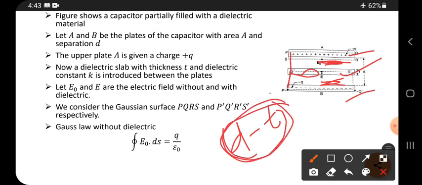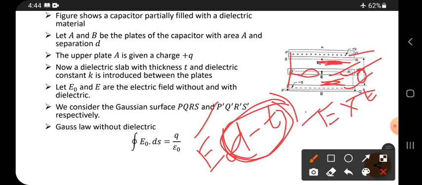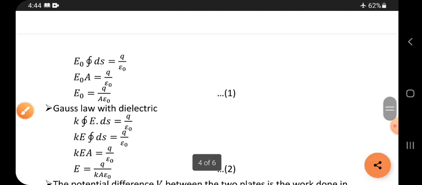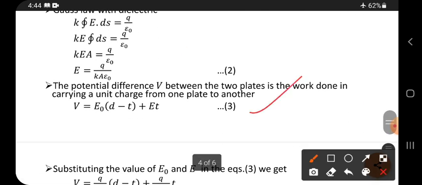It is without dielectric, so that is why it is multiplied with E naught. With dielectric, only a small thickness T is there, it is a dielectric, and in this the electric field is E, into T. So this and this are added, and this is equal to V. Now friends, this is equation 3.